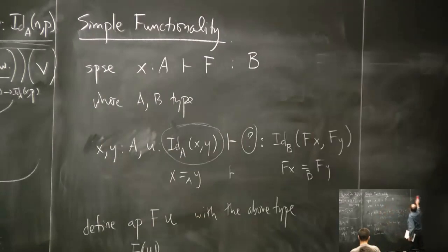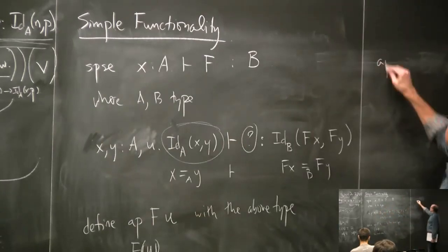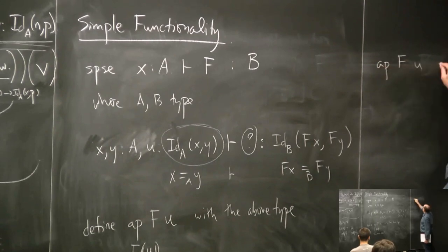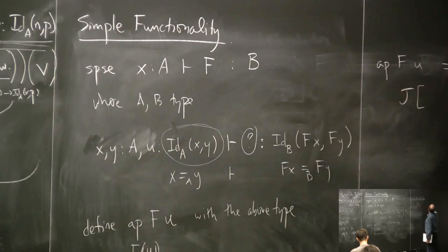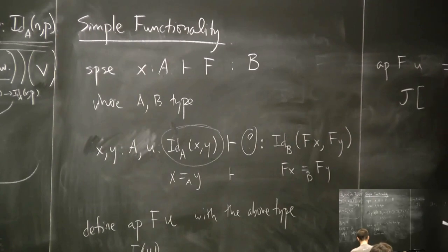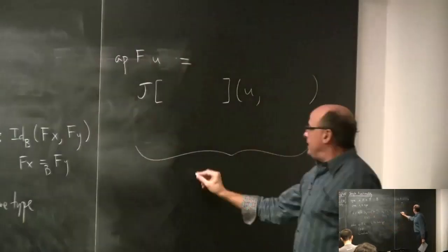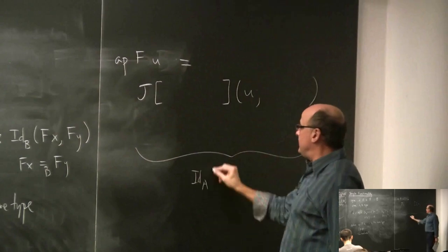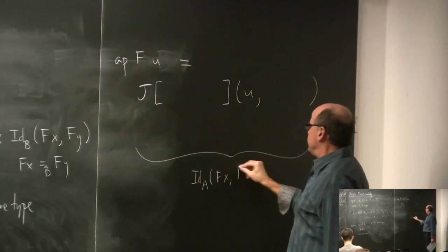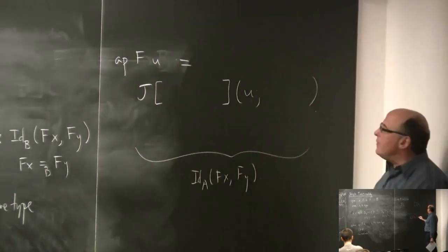Well, the only thing I can do is define app-fu by some sort of path induction on u. It's the only game in town, the only thing that I have around here. And so what is the type of u? The u is Id A x y. I want this whole thing to be a path that is a proof of Id A. So this one is really easy, f x, f y.